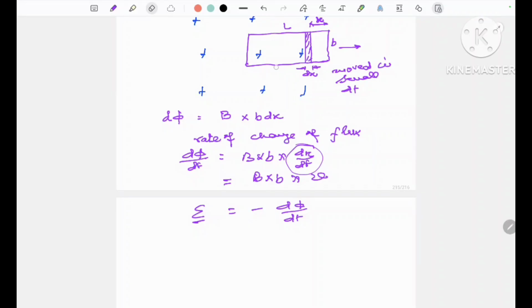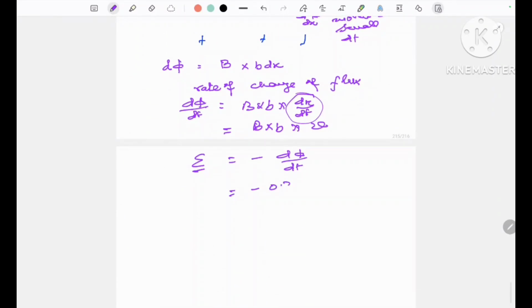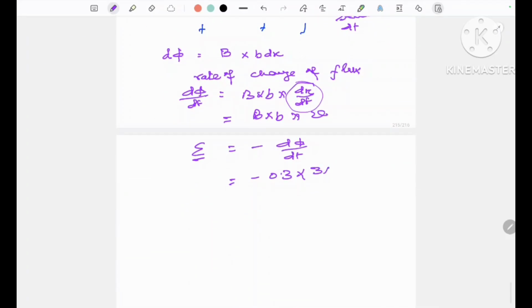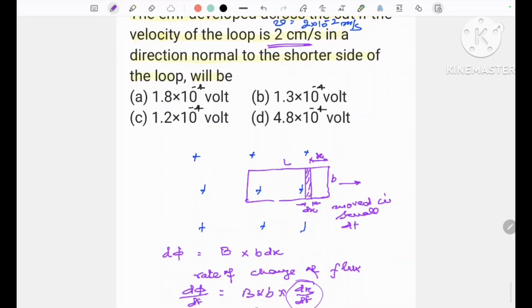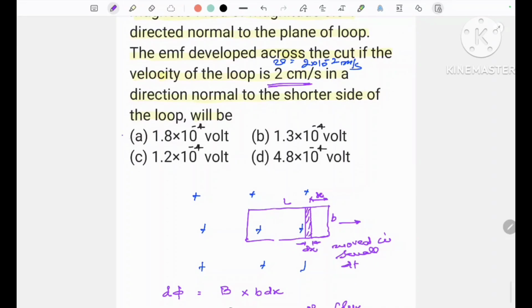through the cut, अगर यहाँ पर एक कट लगा दें, माइनस B is 0.3 and small b is इसकी width 3 into 10 to the power minus 2, and v velocity is 2 into 10 to the power minus 2 meter per second. 1.8 into 10 to the power minus 4 volt. A is correct option.